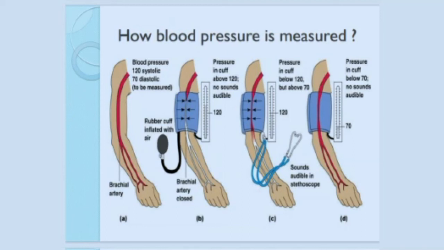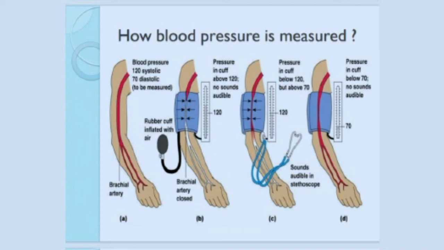See figure C, the sound audible in the stethoscope. The first sound of rushing blood refers to the systolic blood pressure. Once the sound fades, the second number indicates the diastolic pressure, the blood pressure of your heart at rest.